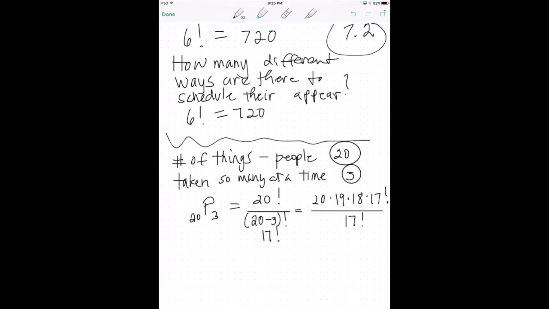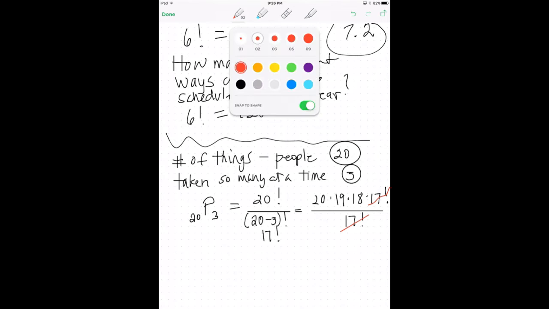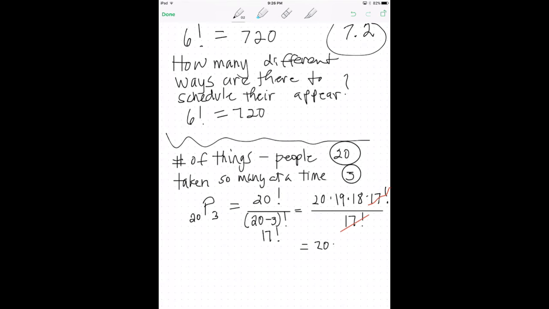I could have kept going, 17 times 16 times 15 times 14 times 13, see what I'm saying? I could have gone all the way down, but I'm going to stop right there. Now this 17 factorial cancels with that 17 factorial, and all I'm left with is 20 times 19 times 18. Tiffany, you could do it without the calculator, or you could punch it into the calculator, either way. So the answer would be 6,840. If I had 20 people in the group and we had 3 offices, how many different ways could that happen? 6,840 different ways.